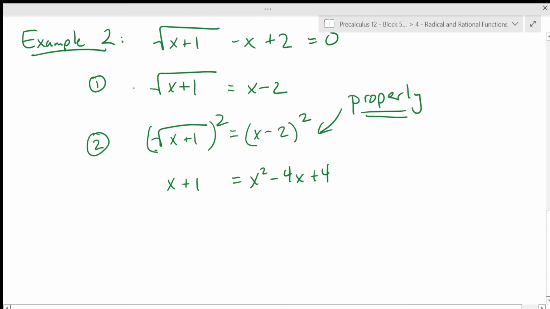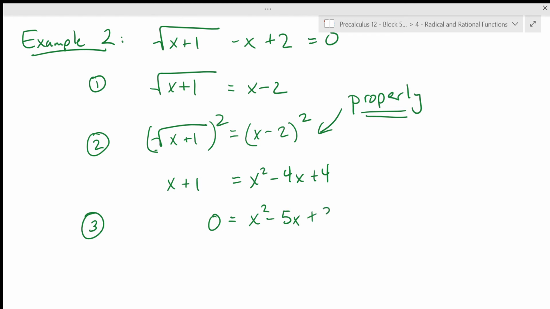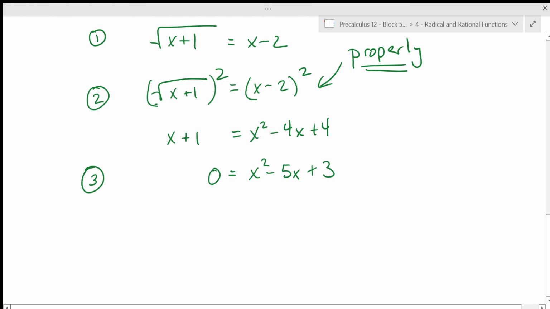Okay, so number 3, we're going to solve it like it's a quadratic. So get all the numbers on one side, variables on one side, so we get x squared minus 5x plus 3 equals 0. So now I'm going to look and I'm going to say, well, I'm trying to factor this. I don't know any numbers that multiply to be positive 3 and add to be negative 5. That's problematic. So now, is this when we give up and say, there is no solution to this equation?